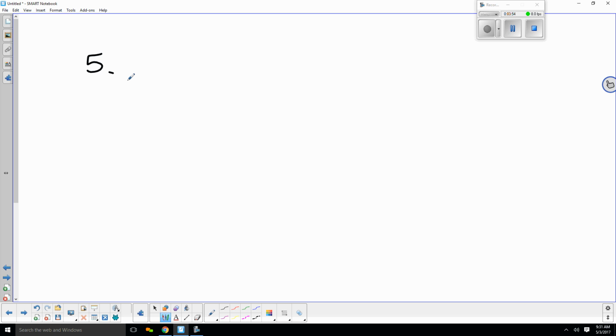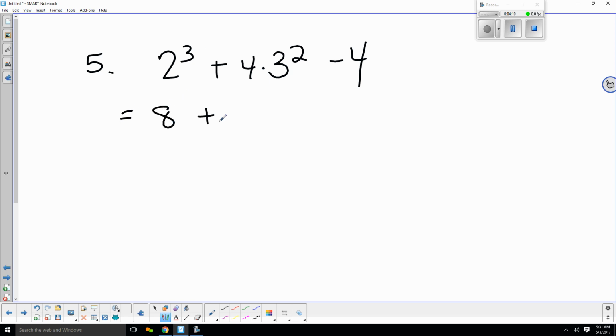Number 5, identify the expressions that are equivalent to 40. So you're going to have to work all of those out. Okay. 2 cubed plus 4 times 3 squared minus 4. No parentheses. I do have exponents, however, so I get 8. And I'm just going to go ahead and shortcut and do both of those at the same time. Now I'm going to do multiplying.